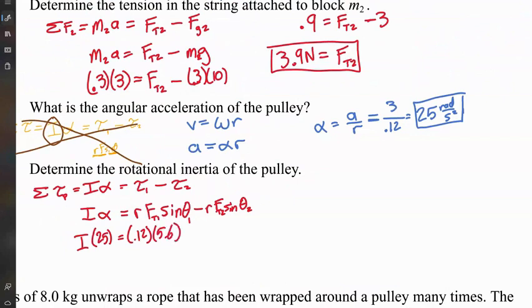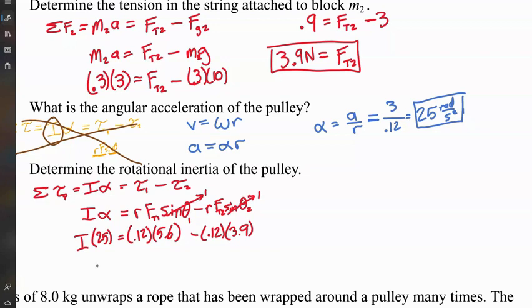We can also say sine of theta 1 will go away to 1 because it's at 90 degrees. Same with sine of theta 2. They're at their maximum that they could ever be, at 90 degrees. They're perpendicular to each other. So sine of thetas will just go away because they're equal to 1. So then minus, and then R is 0.12, and then FT2, 3.9 newtons is what we solved for in that case.